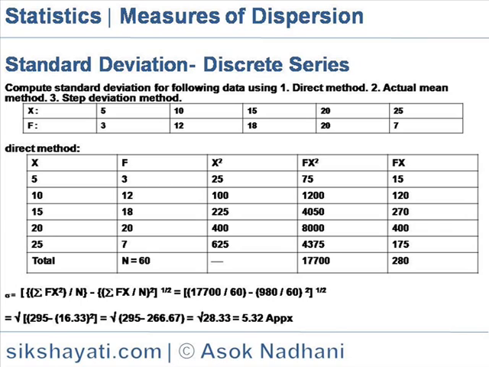So we have 17,700 by 60 minus 980 by 60 square, and the square root of the whole value, which comes to square root of 295 minus 16.33 square, is equal to square root of 295 minus 266.67, is equal to square root of 28.33, is equal to 5.32 approximately.